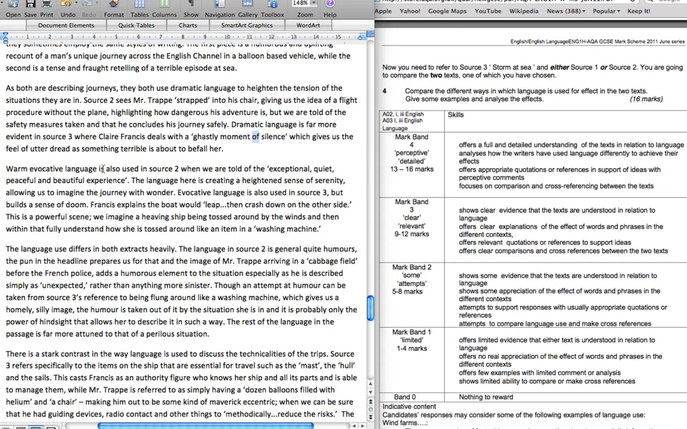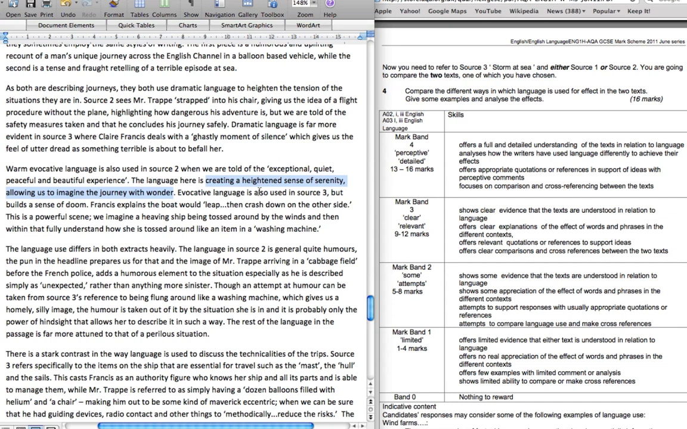Warm evocative language is also used in Source 2, when we're told of the exceptional, quiet, peaceful and beautiful experience. The language here is creating a heightened sense of serenity, allowing us to imagine the journey with wonder. That's nice. Evocative language. So what's nice about that basically is that it's a full explanation, and it's an original and quite a mature way of accounting for everything that was in there.